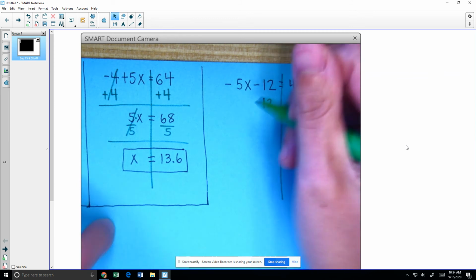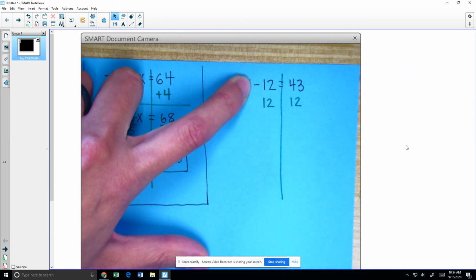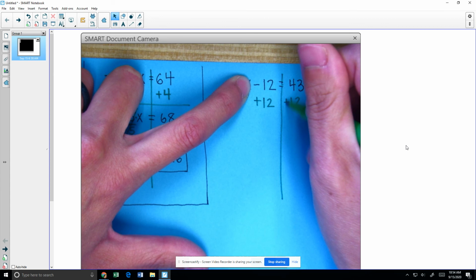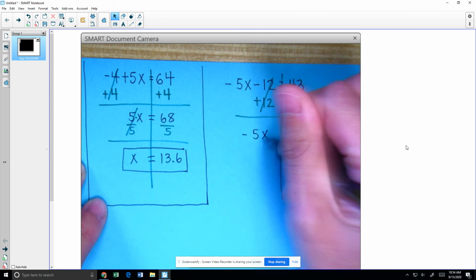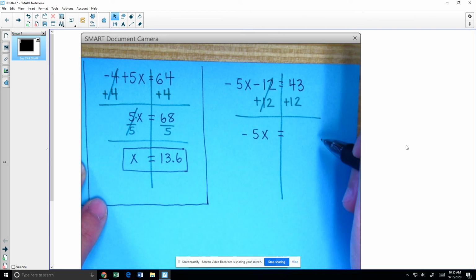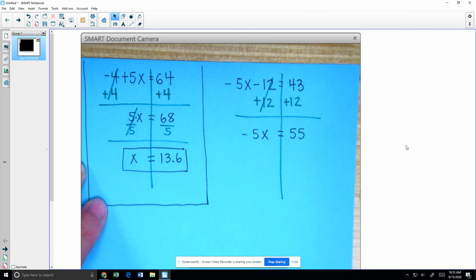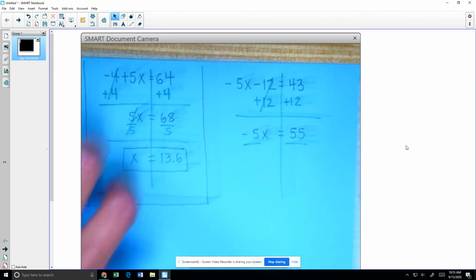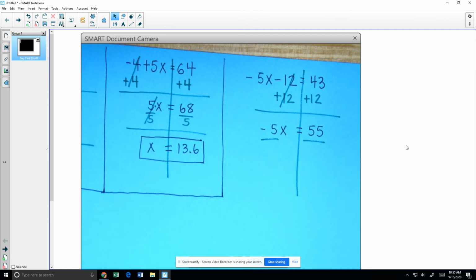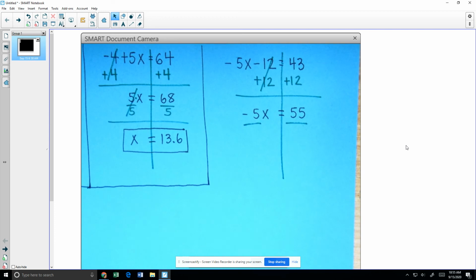Add. Good job, because it's minus, right? Opposite of minus, look at the symbol right before, is plus. So I'm going to plus 12 on both sides. That's why it disappears. So it looks like I have negative 5x equals 55. Okay. I'm hoping that the next step is obvious. I divide. But here's the not obvious question. Do I divide by positive 5 or negative 5?